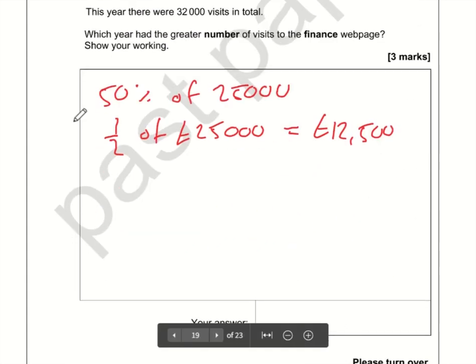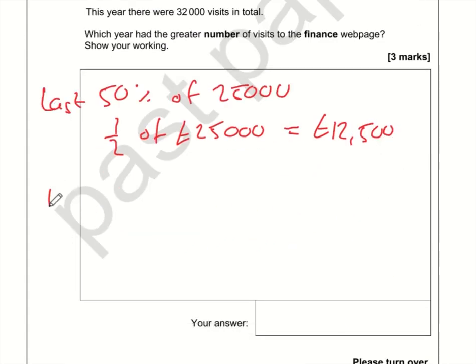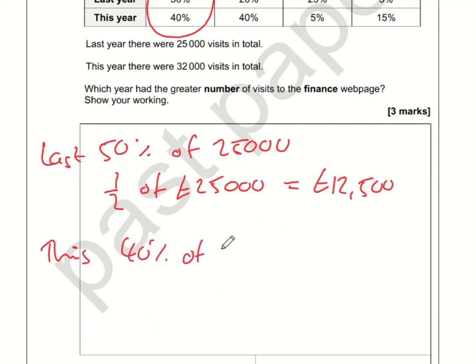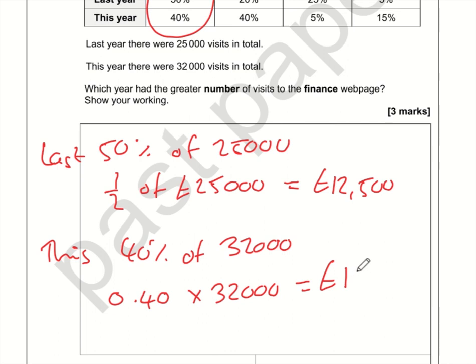Then let me just note that that was last year, and this is this year. This year it's 40% of 32,000. So our calculation is 0.4 times 32,000. 0.4 is the percentage multiplier for 40%. It's the decimal equivalent, 40 divided by 100. That's where that number comes from. And that comes to 12,800. So which year had the greater number of visits?